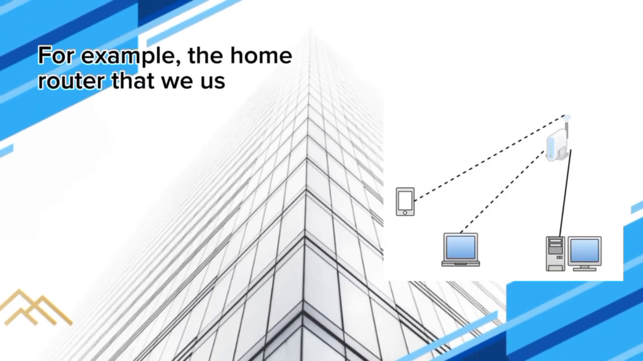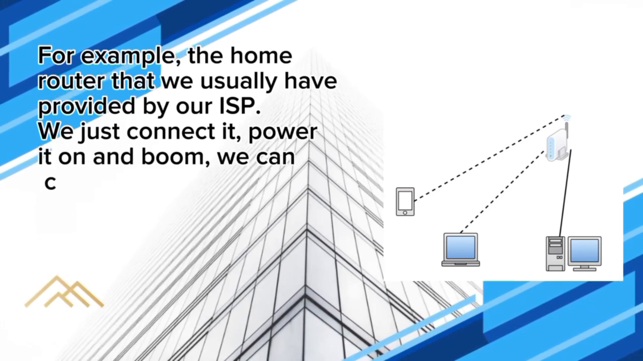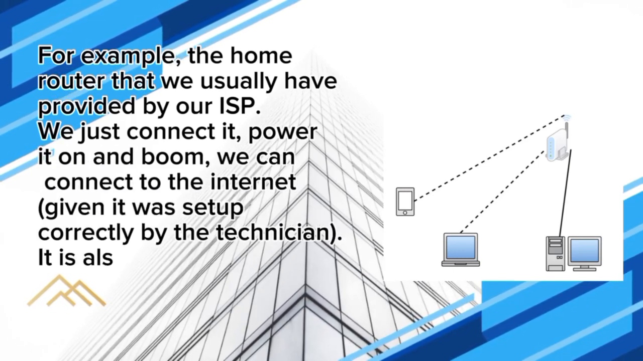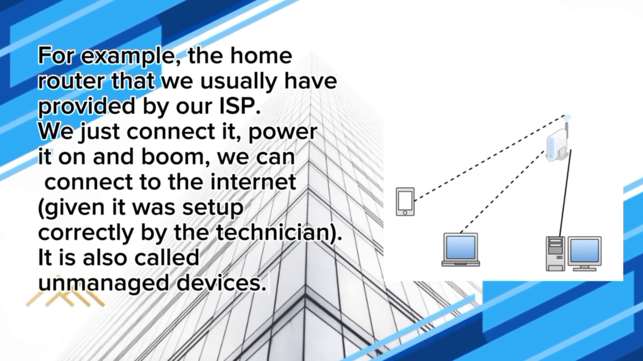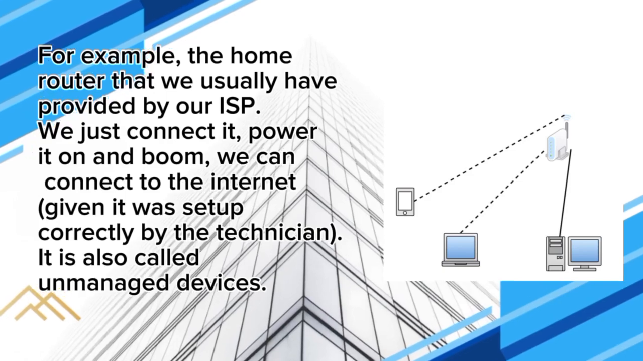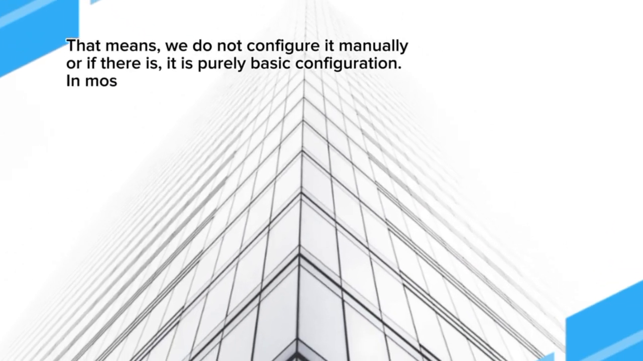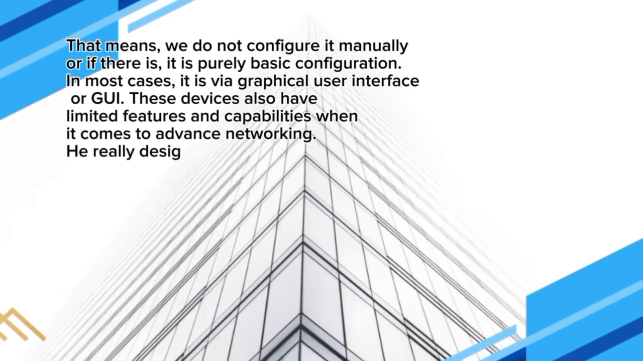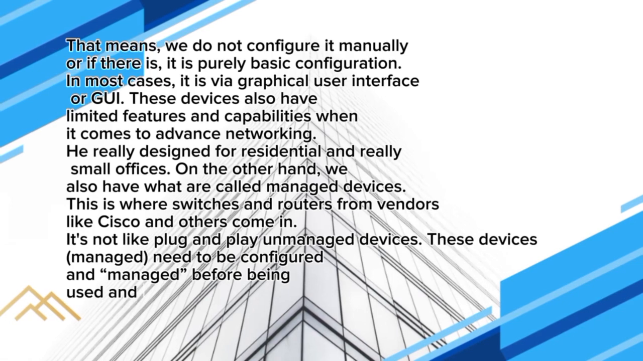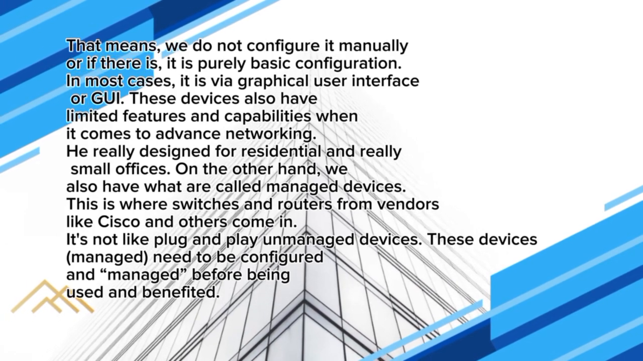For example, the home router that we usually have provided by our ISP. We just connect it, power it on, and boom, we can connect to the internet, given it was set up correctly by the technician. It is also called unmanaged devices. That means we do not configure it manually, or if there is, it is purely basic configuration. In most cases, it is via graphical user interface or GUI.